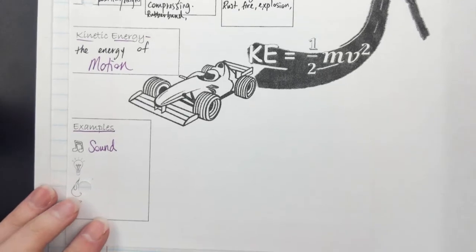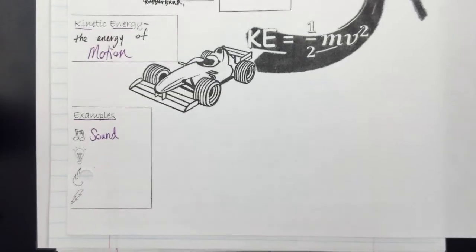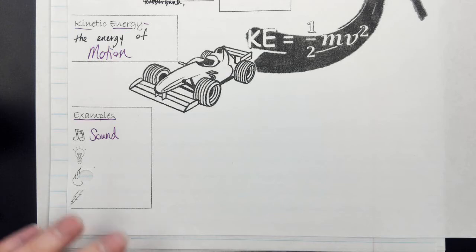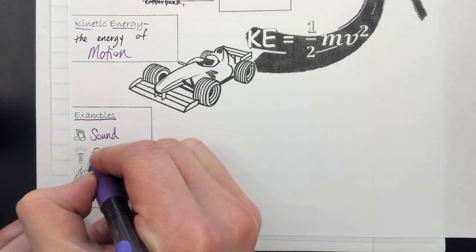Okay, the next one. A light bulb. It's not electric. Do you know what it is? Do y'all know what light is? It's called radiant.